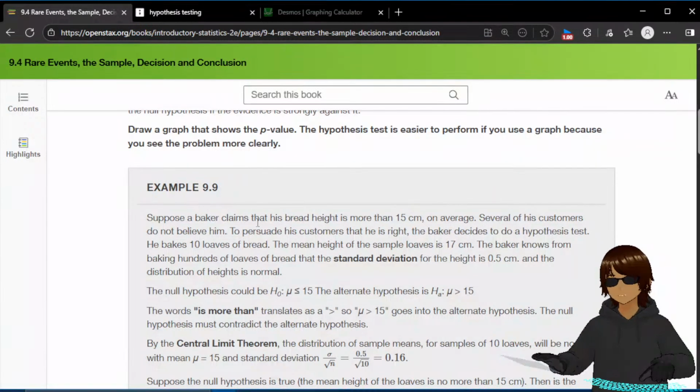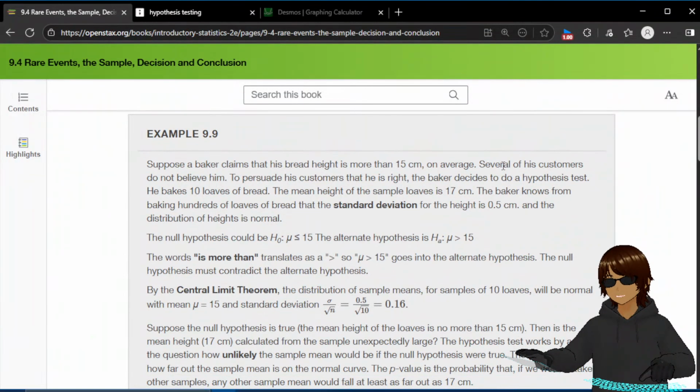Suppose a baker claims that his bread height is more than 15 centimeters on average. Several of his customers do not believe him. To persuade his customers that he is right, the baker decides to do a hypothesis test. He bakes 10 loaves of bread. The mean height of the sample loaves is 17 centimeters. The baker knows from baking hundreds of loaves of bread that the standard deviation for the height is 0.5 centimeter and the distribution of heights is normal.